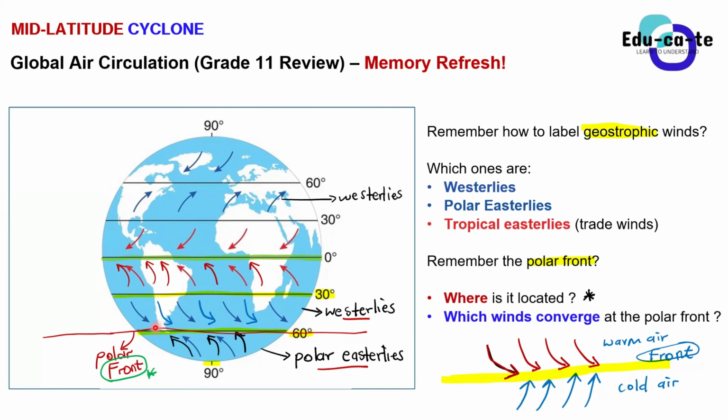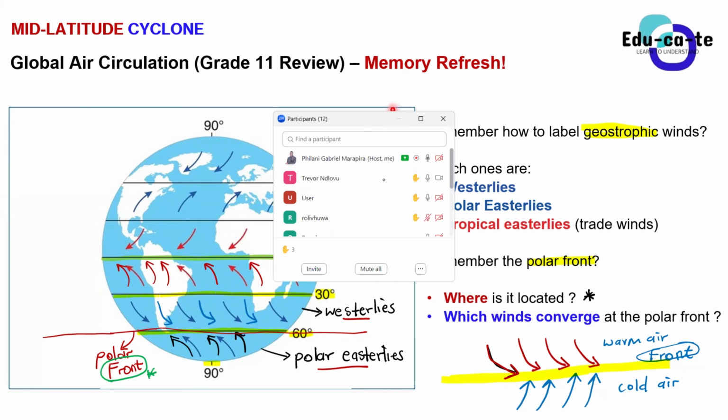Let's start with Tahatso. Tahatso, your hand is up. You can talk. So I think it's the westerlies and the polar easterlies. Okay. Yes, Trevor, what can you say? So I wanted to say the same thing. Same thing. And there's another one who's raising their hands. What do you want to say? There are now more people raising hands here. Rolibua?